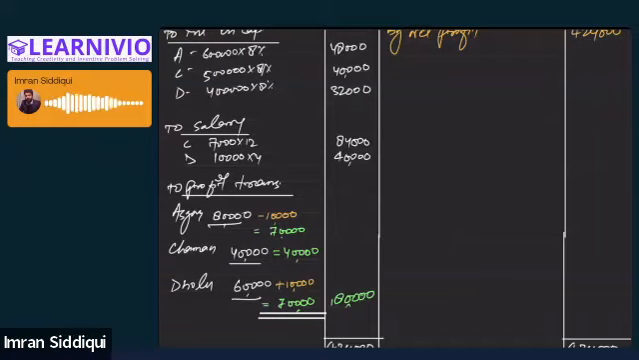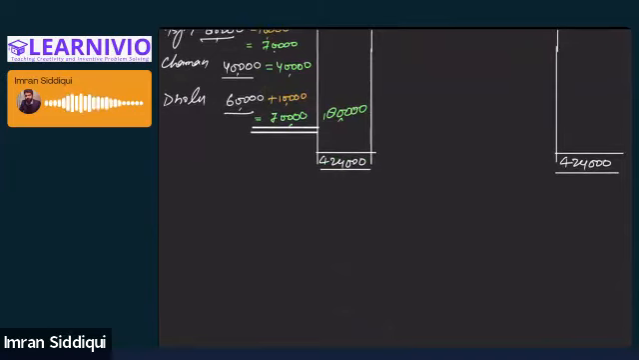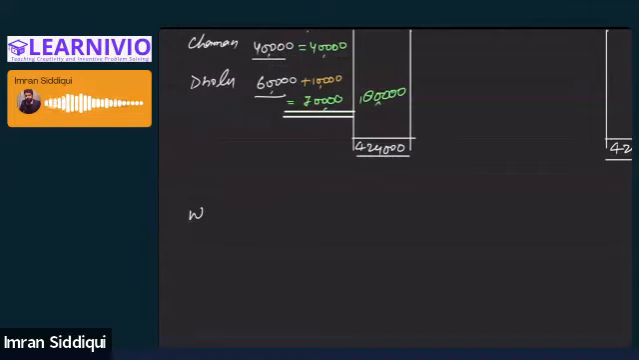No, that is not required. You just need to show the distribution of profit. Salary is already written over there. You don't have to show it again. Just you can show it in the working note. You can prepare an extra working note here, just below the P&L appropriation account.